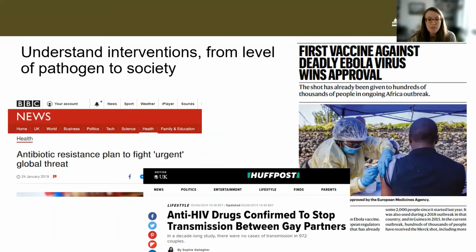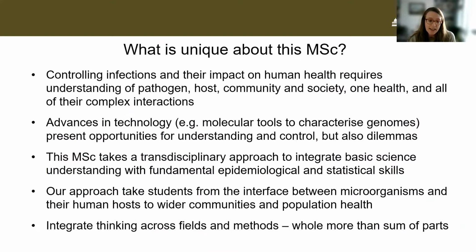And this MSc programme is an applied programme where we're looking at how what we know about infections and their epidemiology can be applied to understanding interventions for preventing or controlling infectious diseases and how those might be evaluated. And so thinking about what's unique about this MSc, we're thinking about controlling infections and their impact on human health and really thinking about the interplay between the pathogen, the host, the community and society.